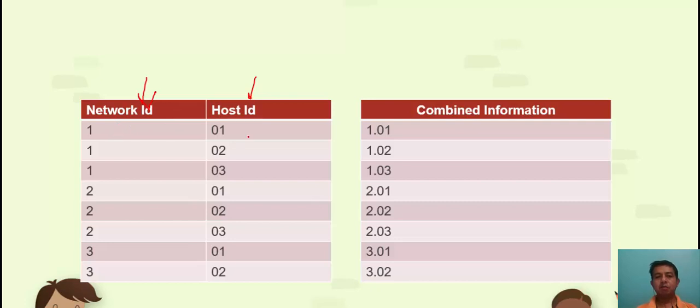So network number 1, host number 1, network number 2, host number 1, network number 2, host number 2, and so on. And then we have combined this information, again just as in the previous example. So what does this combined number indicate? What information does this combined number provide? This combined number provides two pieces of information: one is the network ID and one is the host ID. So from one single combined number, we are getting two pieces of information. One is the network ID, and the other is the host ID inside that particular network.